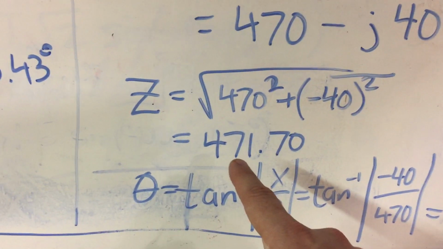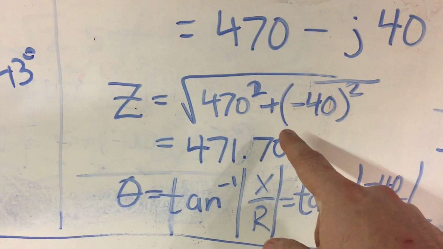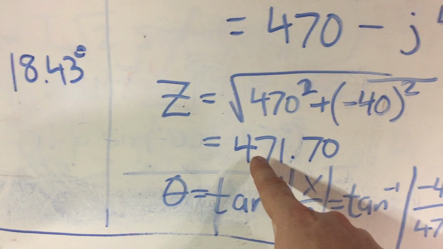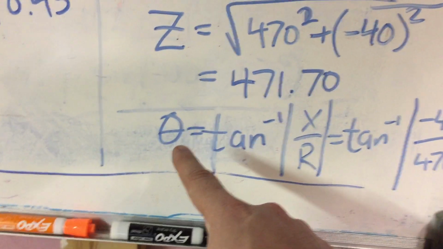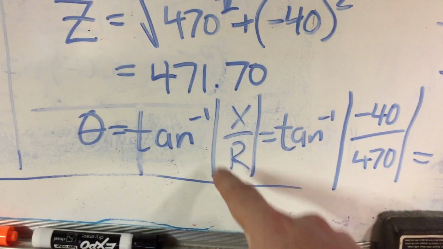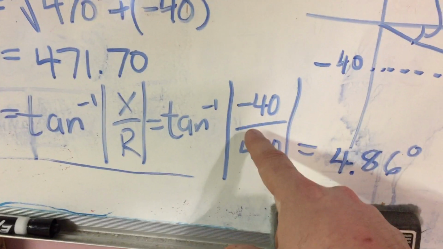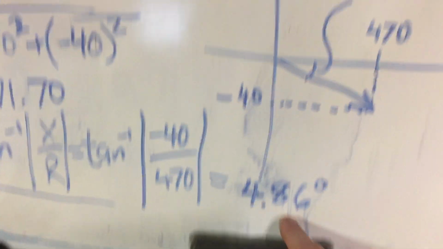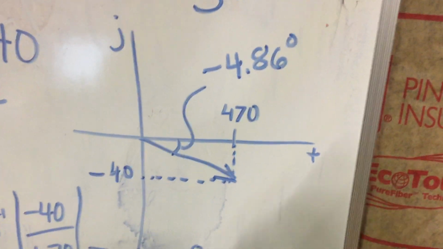So to get the magnitude in polar form, take the square root of 470 squared plus negative 40 squared, which ends up equaling 471.70, and then the angle is the inverse tangent of X over R, absolute value, which is 40 over 470, equals 4.86. So I went back up here, wrote that 4.86 in. That's it.